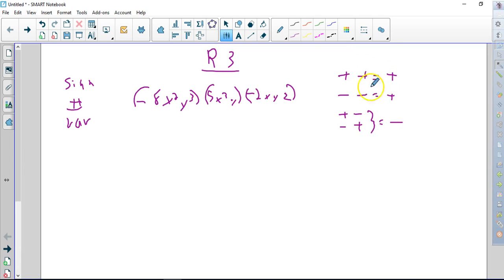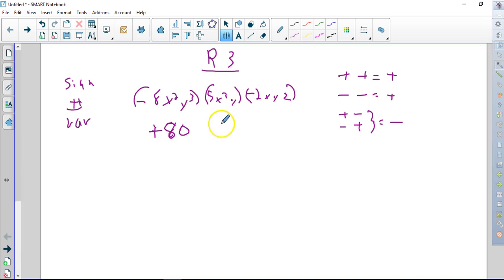So when there is agreement, it's positive. When there's disagreement, it's negative. So in this case, I have a negative times a positive, disagreement, negative, times another negative. Oh, that's good. That's positive. So my answer is going to be positive. Now I deal with the numbers. 8 times 5 is 40, and then times 2 is 80.